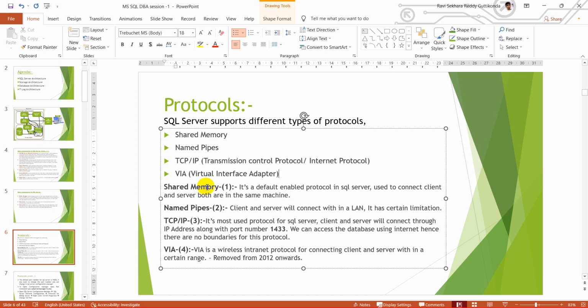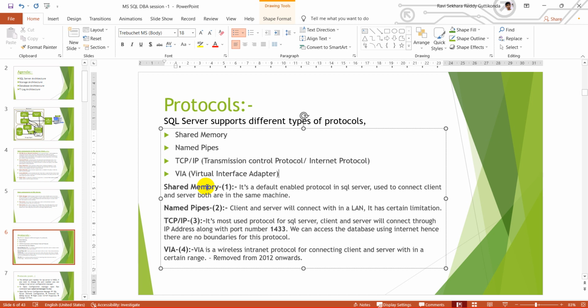Okay, the next one is named pipes. Named pipes is nothing but the client and server connecting within a LAN, local area network. For example, if any MNC has 10 floors, we can access the database server and the client application through the local area network only. If I am connecting from my home, I cannot access the database server or the application by using named pipes. As I said, it is used within the LAN only, we can access the application server and the database server. So it has a certain limitation.